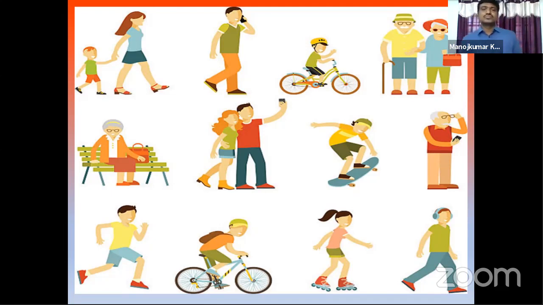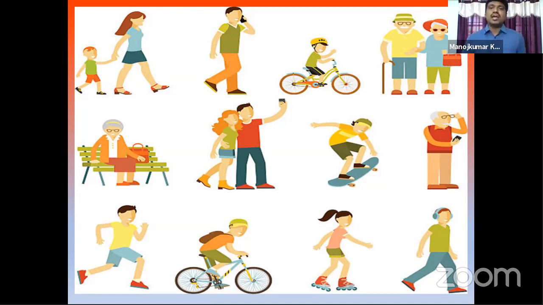Students, if you look at this picture, what are you thinking? Different people are doing different works, isn't it? Here in this picture, we see different people doing different activities, performing different tasks. Don't you think that for any task or activity, we require energy? From morning to evening, or from our birth to death, in our daily life we perform many activities. We brush, we bathe, we eat, we sleep, we think, we read, isn't it?